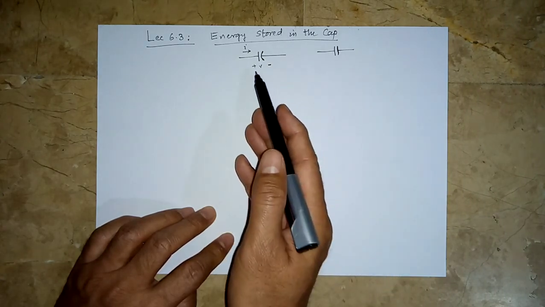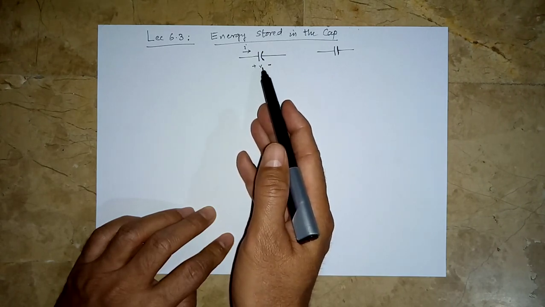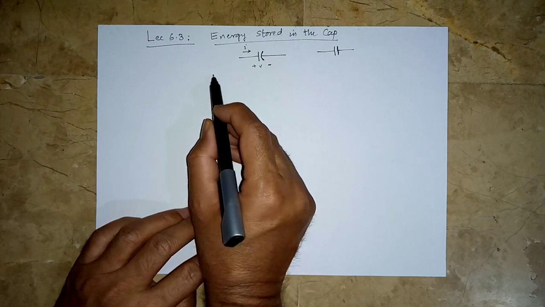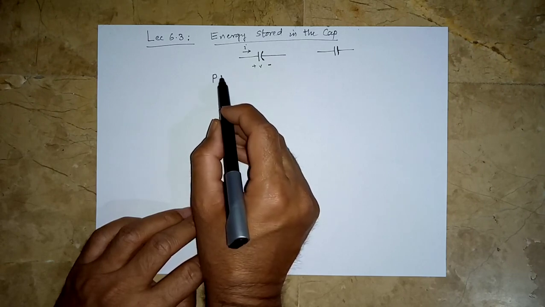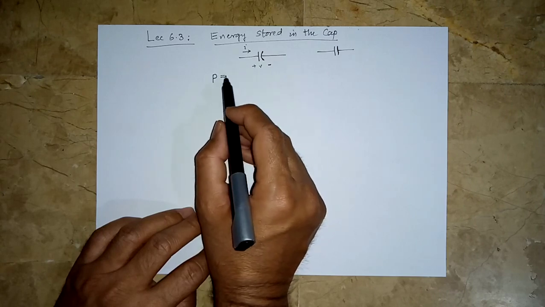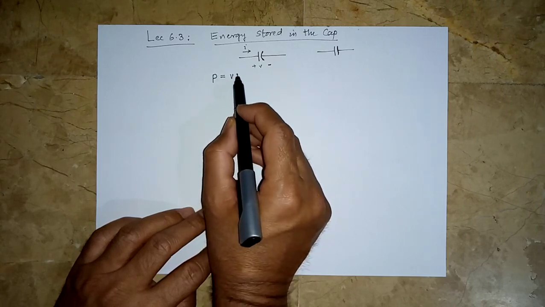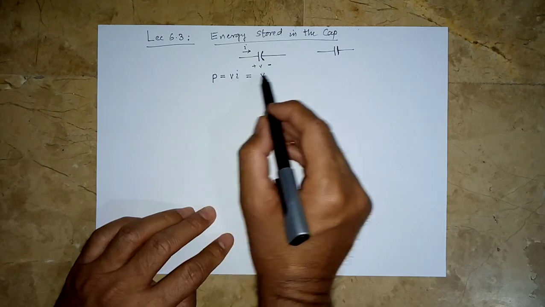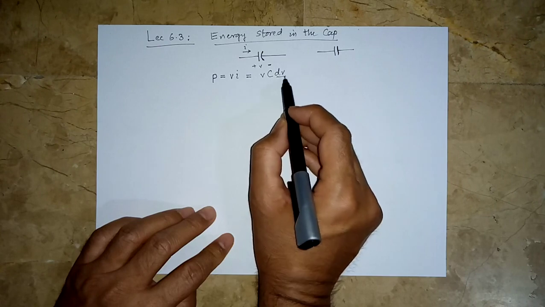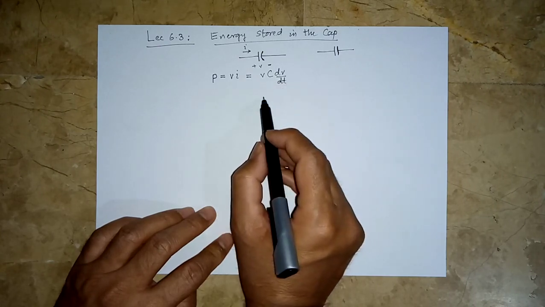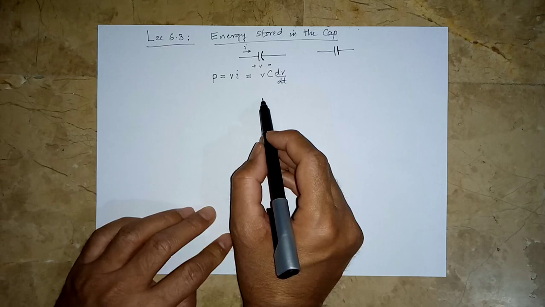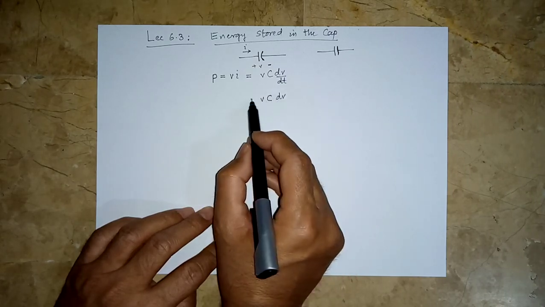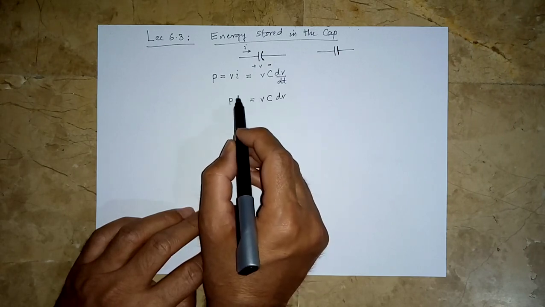So let us try to find how much energy this capacitor stores. In a circuit element, the energy depends on the power supplied to the capacitor, and power is equal to V into I. Here it is going to be V into C dV by dt. So this is equal to V C dV, and we can take this dt to the other side: P dt.